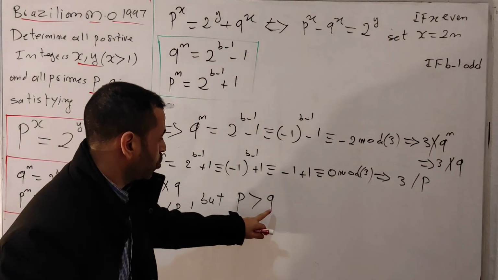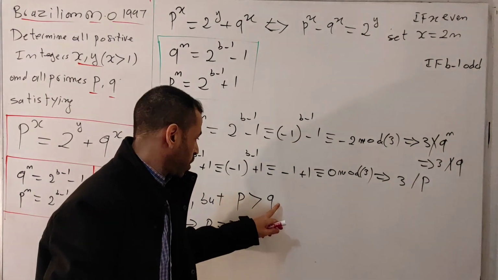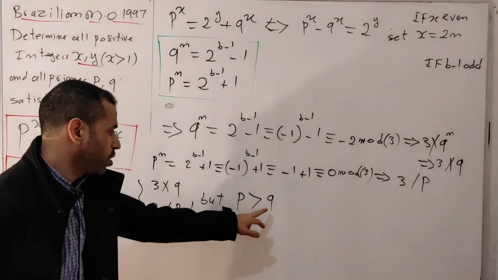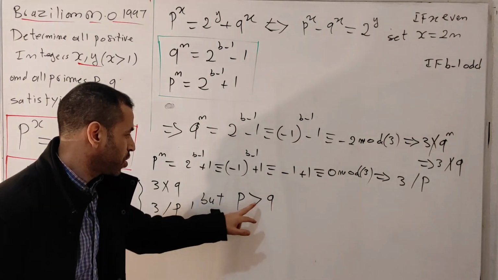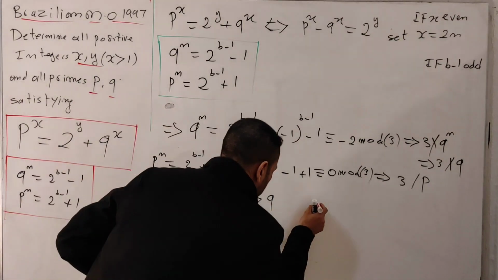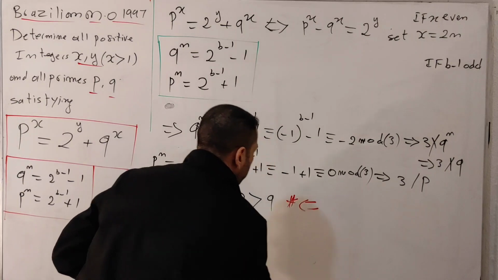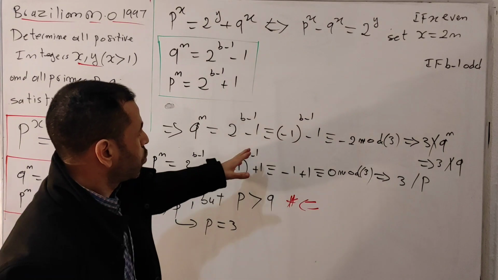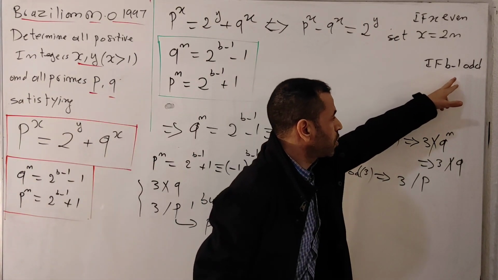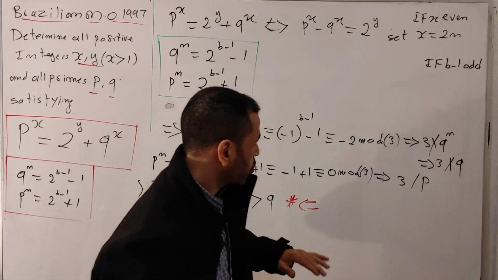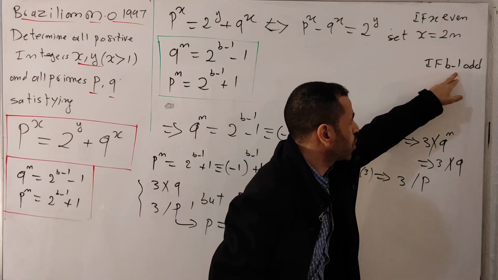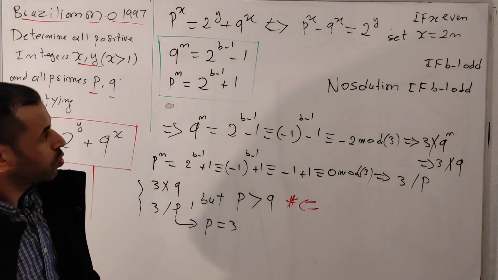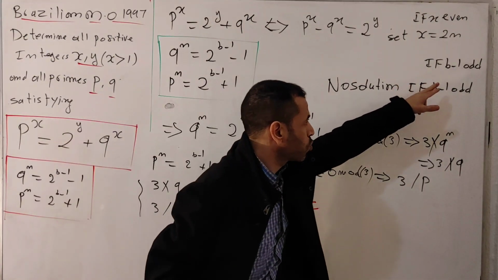If p equals 3, q equals 1, which is impossible. Since p is bigger than q, this is a contradiction. It's impossible. What does impossible mean? That means we have no solution on odd numbers. That means we have no solution when b minus 1 is odd. No solution. Now let's move on to the next case, when b minus 1 is even.